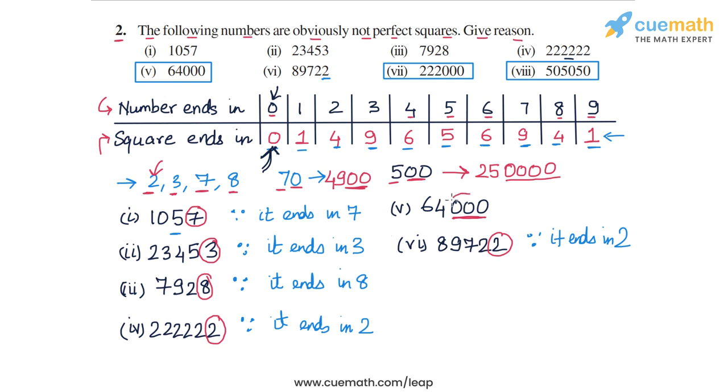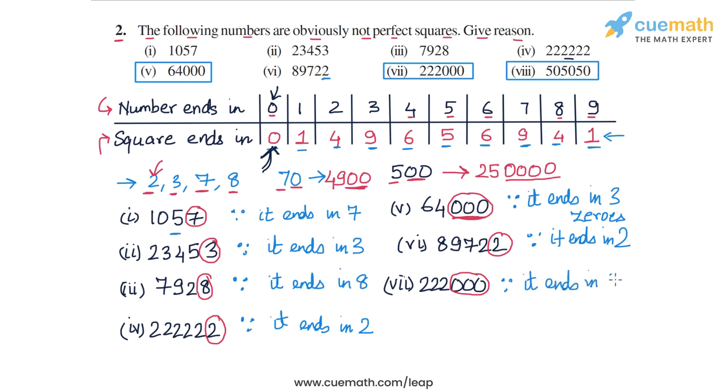In part 5, the number of zeros is odd, and hence this number is not a perfect square. So let's write this reason. Because this number ends in 3 zeros, that is why this number is not a perfect square. Then in part 7, the number is 222000, and once again we see that it has 3 zeros at the end of the number. So because this number ends in 3 zeros, it cannot be a perfect square.